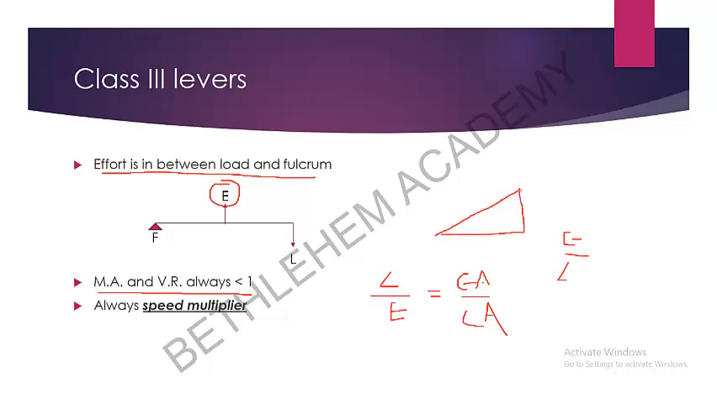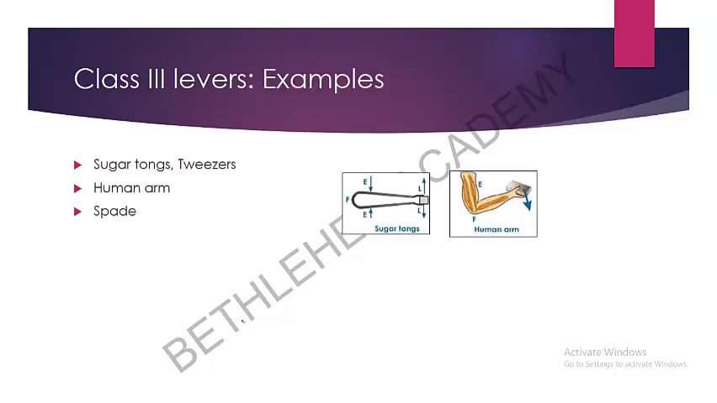Since effort is in the middle, the height travelled by the effort is always less than the height of the load, that is this height. So effort always rises by a smaller height compared to the load. That's why they always act as a speed multiplier. They cannot act as a force multiplier, because we need to apply more effort to lift even a smaller load, but they can act as speed multipliers.